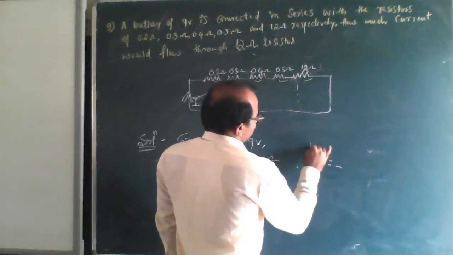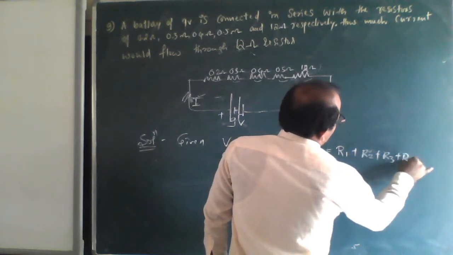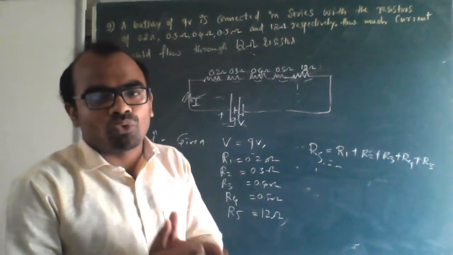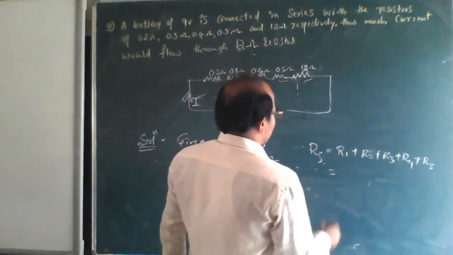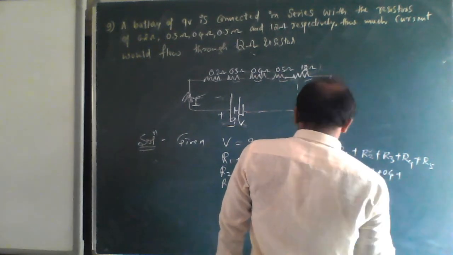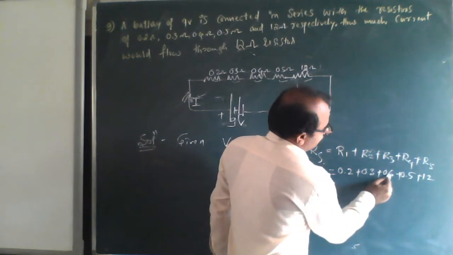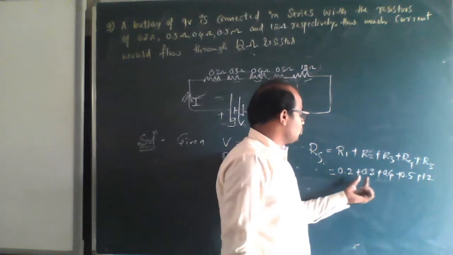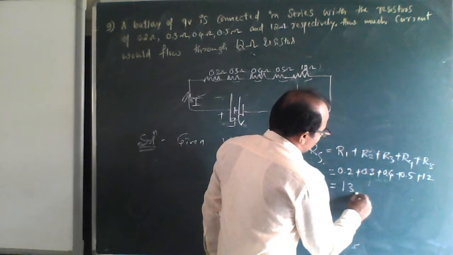Now I have to find RS, that is R1 plus R2 plus R3 plus R4 plus R5, because they are in series. When resistors are in series we just need to add them. If you want the effective resistance, you just have to add them. R1 is 0.2, R2 is 0.3, R3 is 0.4, R4 is 0.5 and 12. So how much will it become? 0.2, 0.3, 0.5, 0.9, 1.4, plus 12, you will get 13.4.